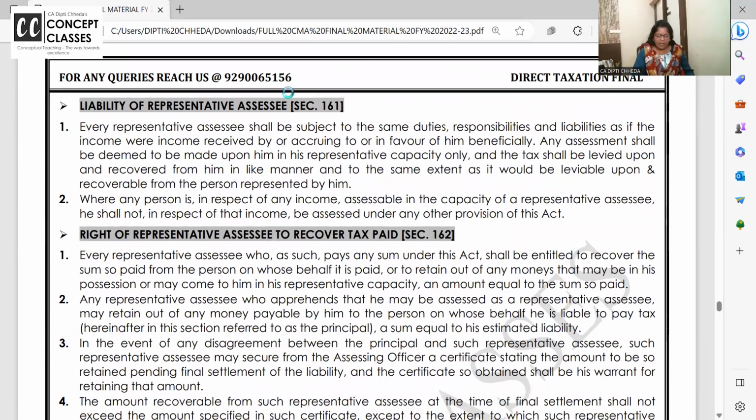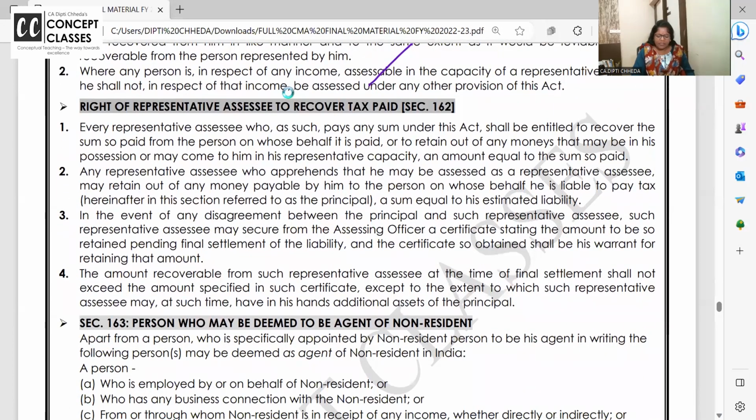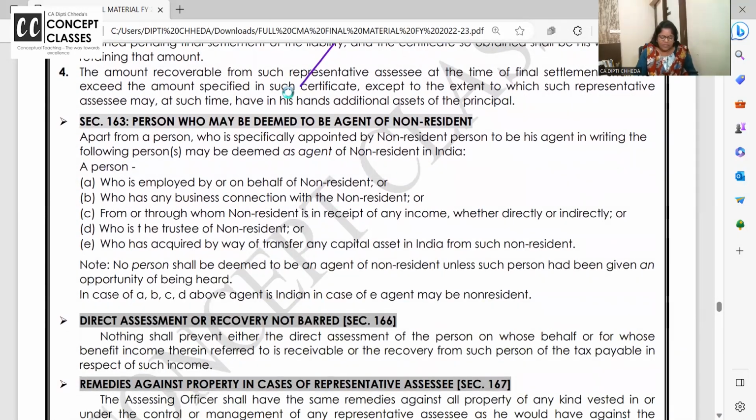Now, liability of the representative assessee. Okay, we can skip this. Right of the representative assessee to recover the taxes paid. Yes, he can. He can recover from the estate of the assessee, whatever is available. Person who may be deemed to be the agent of the non-resident. This is important. Asked.